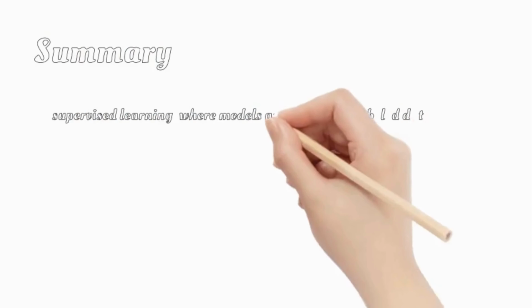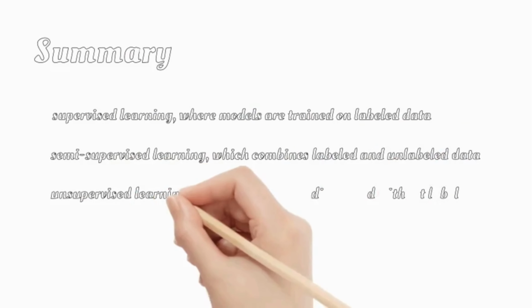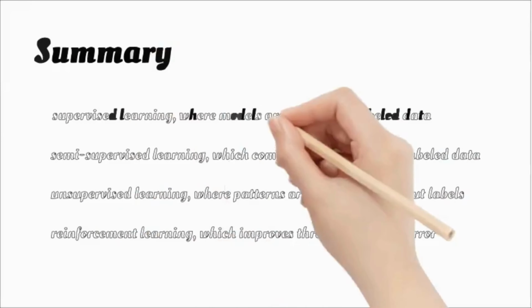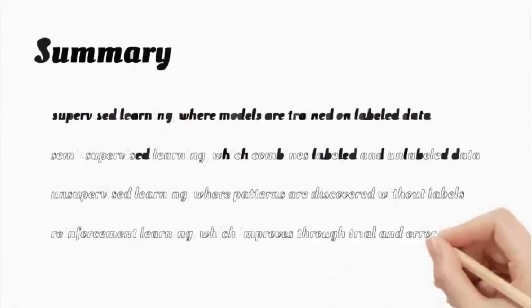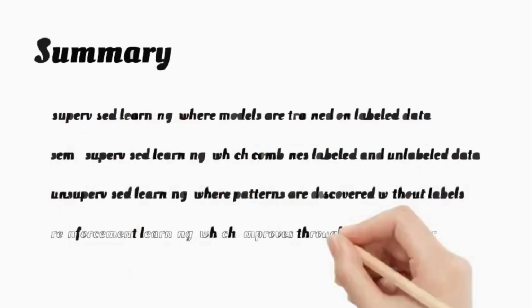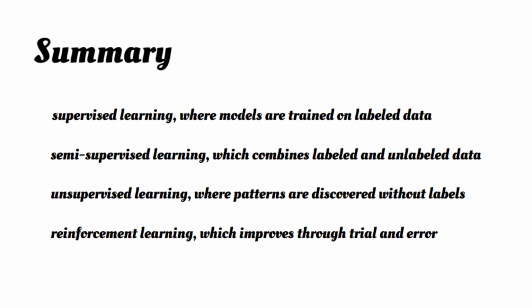So to sum up, we've explored the four main types of machine learning: supervised learning, where models are trained on labeled data; semi-supervised learning, which combines labeled and unlabeled data; unsupervised learning, where patterns are discovered without labels; and reinforcement learning, which improves through trial and error. These algorithms are essential to modern AI, driving advancements across industries.